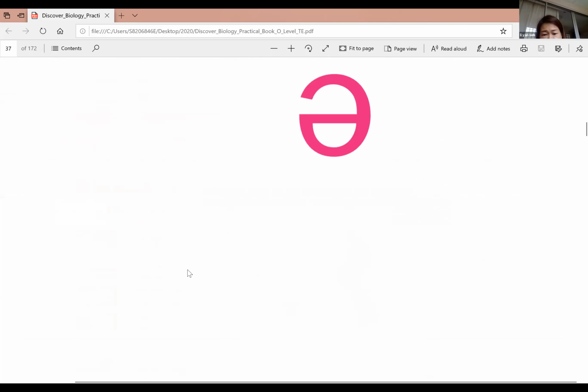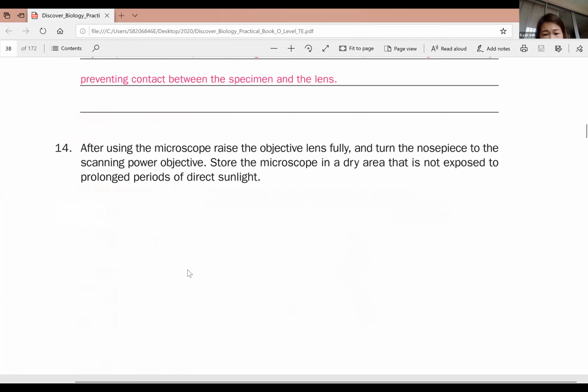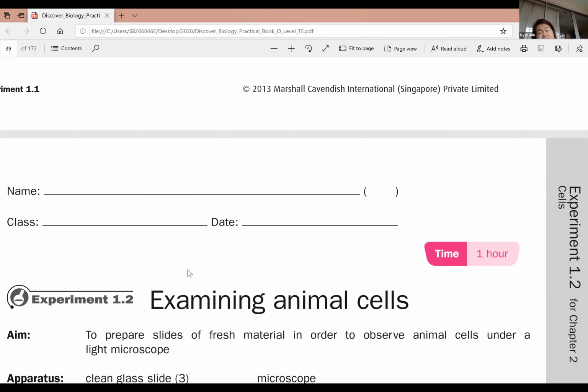Okay. So magnification. Because you know why, the very first O-level practical exam is actually on the 1st October, if I'm not wrong. So you must always remember.